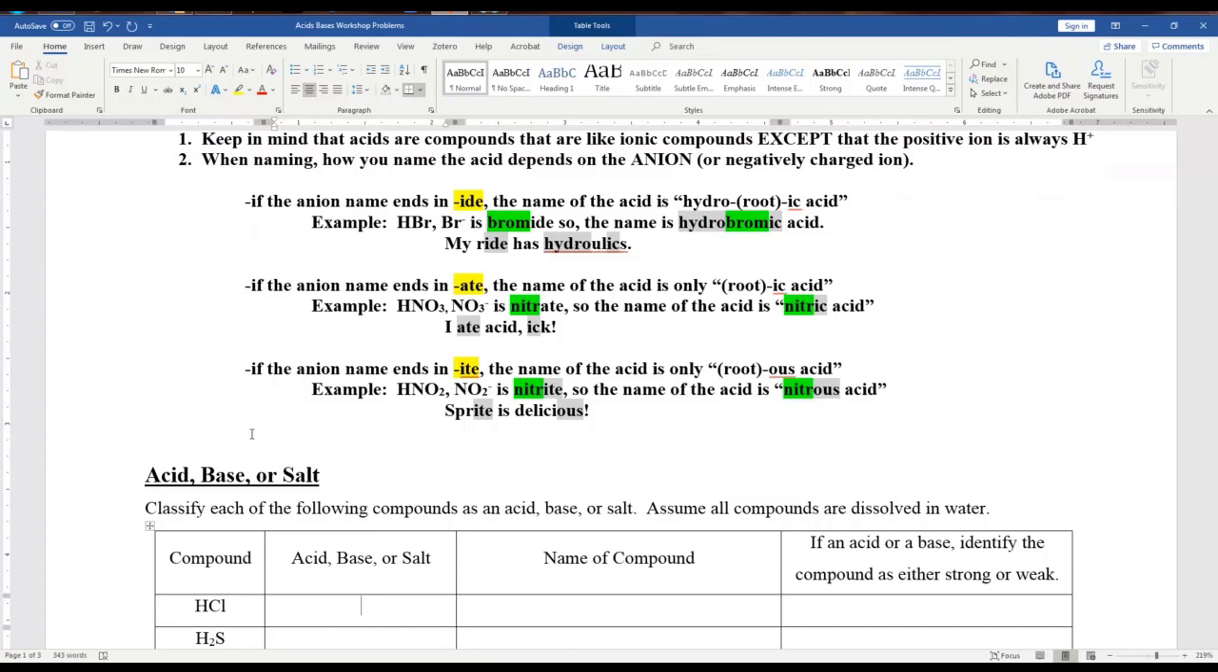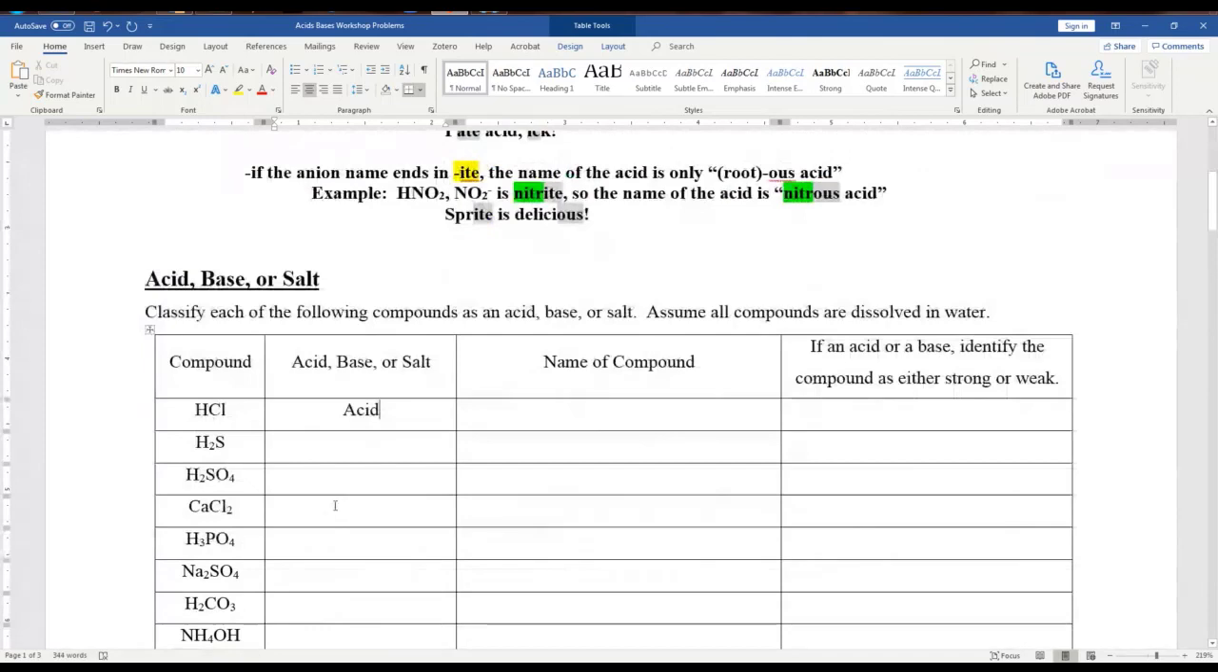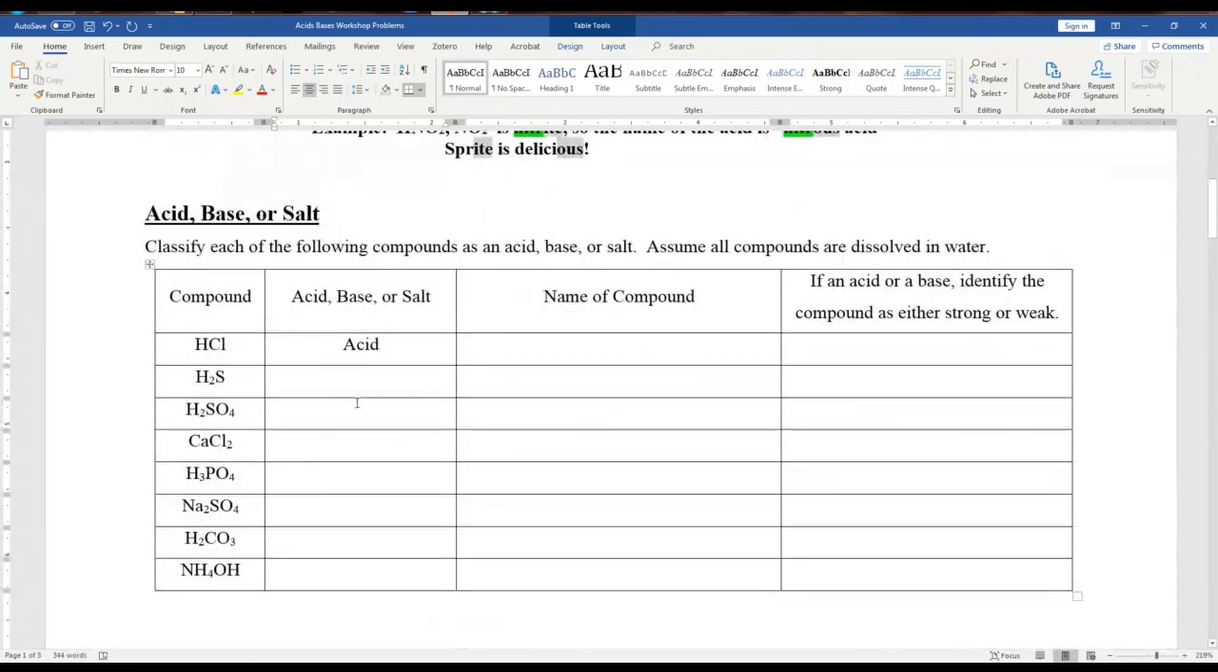HCl. Hydrochloric acid. Yeah, it's an acid. Actually, let's go through here and identify them all real quick. What about H2S? Don't worry about the name. Is it an acid or no? It is an acid. And what about H2SO4? Is that an acid? Yep, it is indeed.